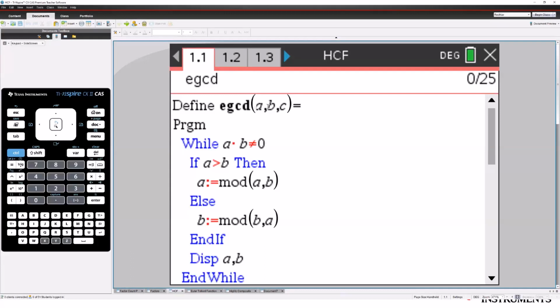Oh, by the way, this one's doing the greatest common divisor or highest common factor of 3 numbers. So let's just start with the 2 because you'll see what I've done in a minute. So that pretty much covers us for the first bit.